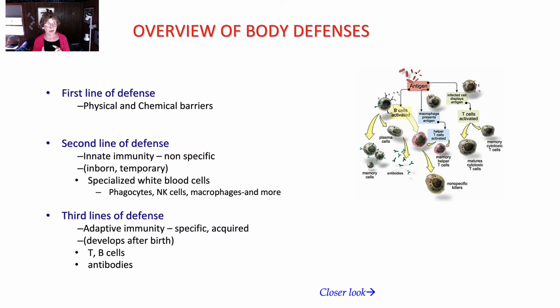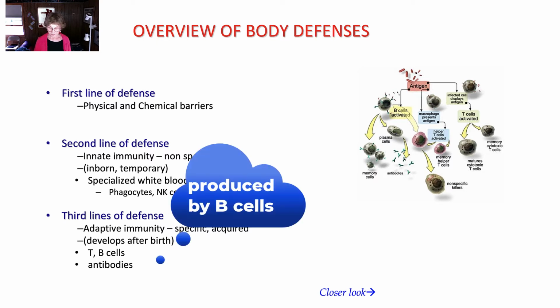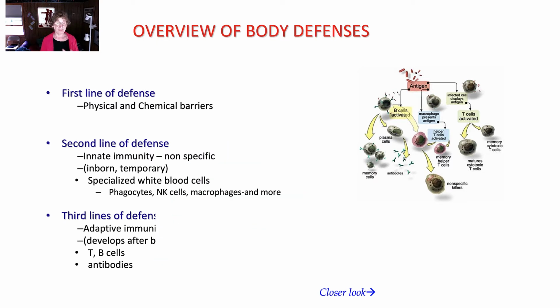It's also temporary. These include specialized white cells, such as phagocytes. Phage means eating. NK cells, which are natural killer cells. Macrophages, macro means large, and there's that phage again, which means eaters, and a lot more. And our third line of defense is our adaptive immune response. This is a specific immune response. It's acquired, meaning it develops after birth, and involves T cells, B cells, and antibodies. We're going to go over these many times.